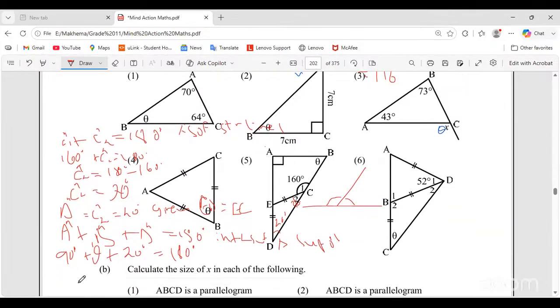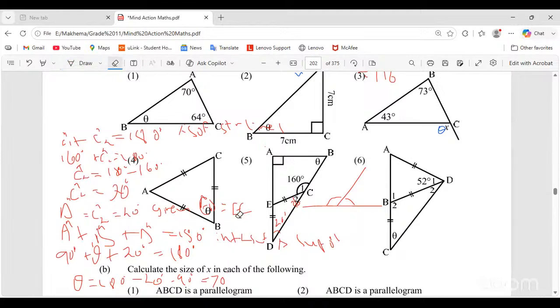Now we just make theta subject of the formula here. 180 degrees minus 20 degrees minus 90 degrees. I get 70 degrees. Just like that, we found theta. Now let's continue to the last question, which is question 6.